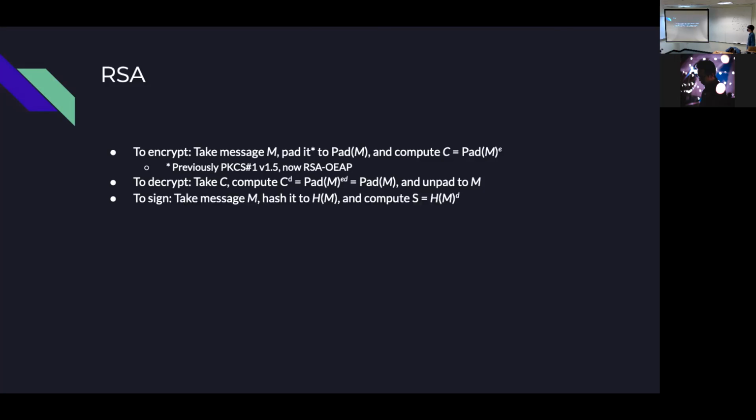And to sign, it's basically going to be the same thing. Instead of padding, we're actually going to hash the message. Then we'll take the hash of the message and raise it to the power of D. And now we know that anyone who has our E, which is everyone, can raise this to the power of E and get back to the original hash. And now when they hash the message, they should see that this is equal to the original.